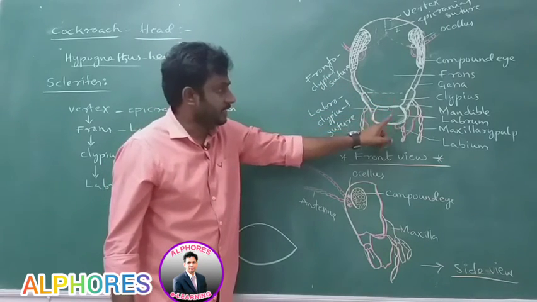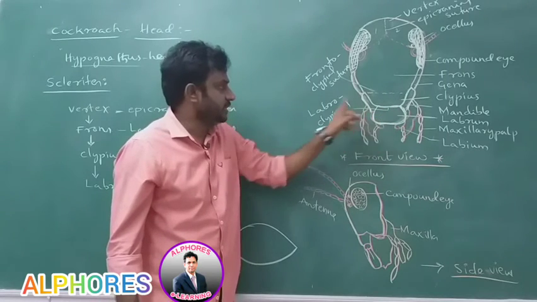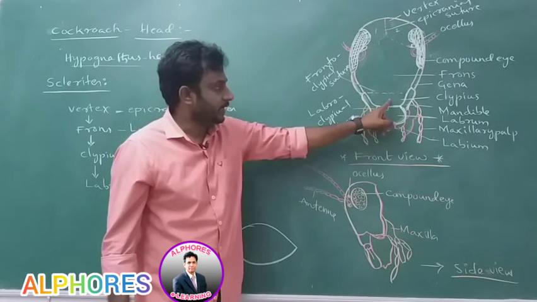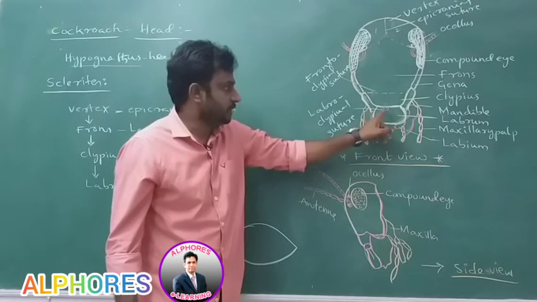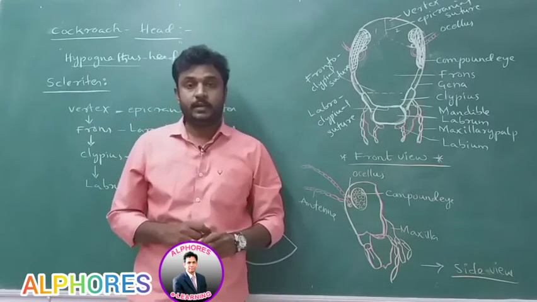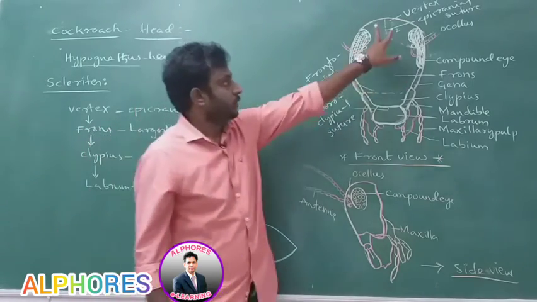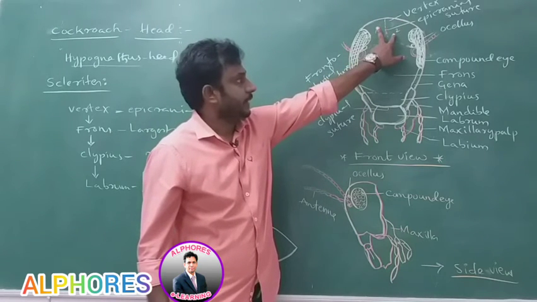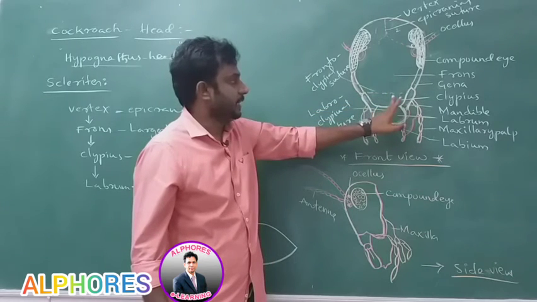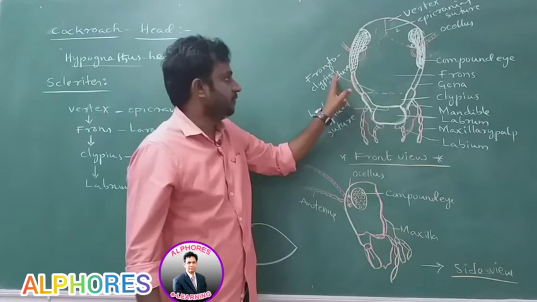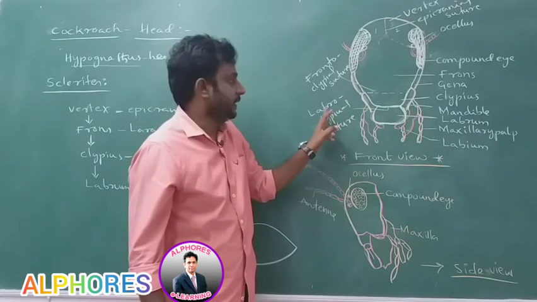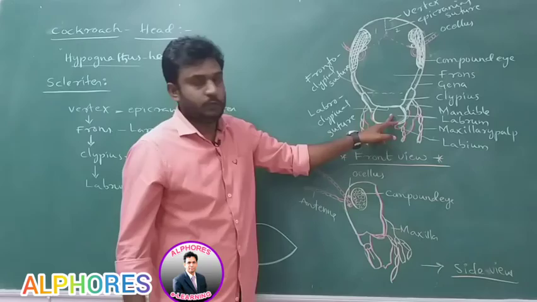Then clypeus and labrum are connected by a suture which is called labroclypeal suture. Here sutures are most important. Two epicranial plates are connected by a suture called epicranial suture. Then frons and clypeus are connected by the frontoclypeal suture. Then clypeus and labrum are connected by the labroclypeal suture.